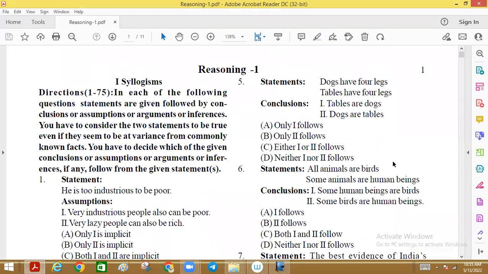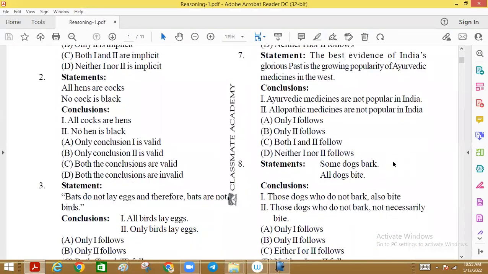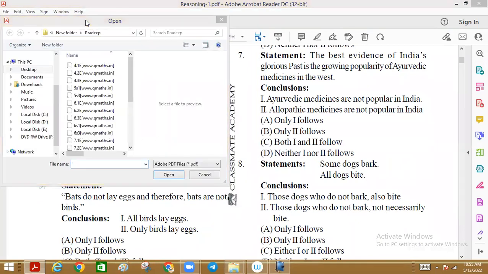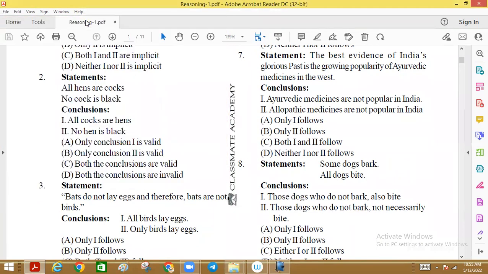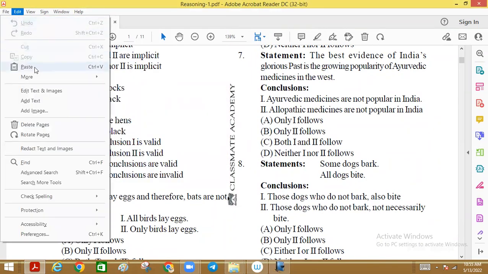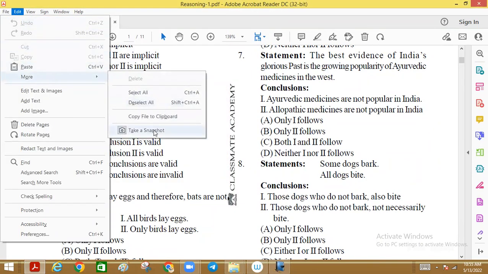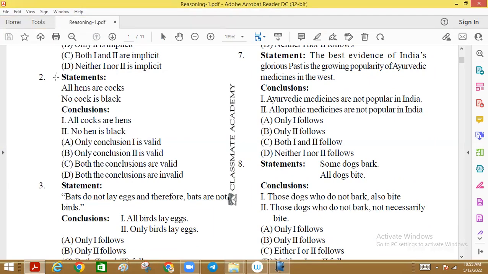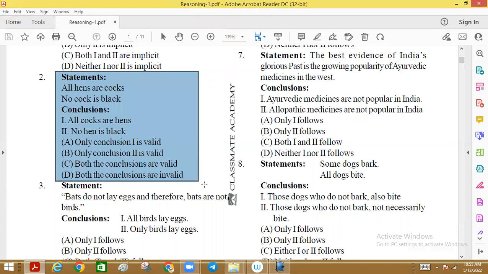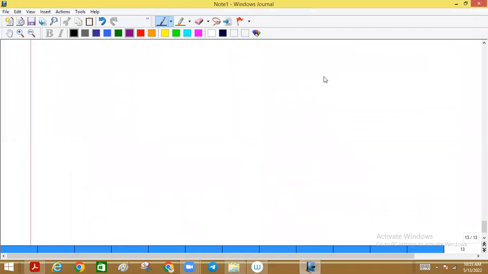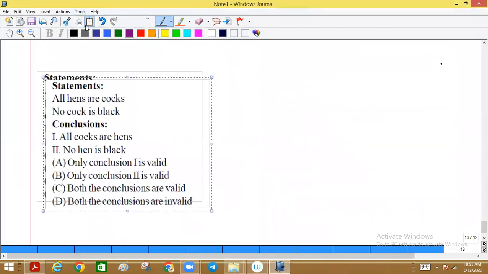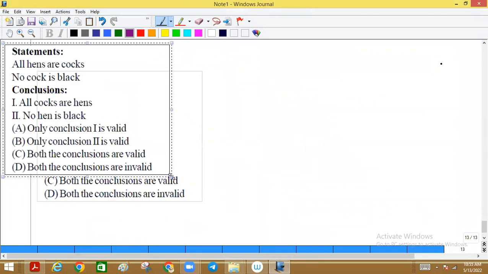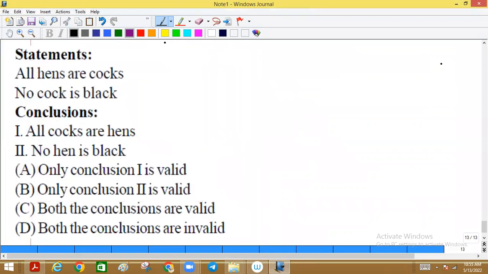We will try to solve some previous questions also. Now all these are previous questions only, whatever you are solving. Try to answer them. Pradeep, solve it.